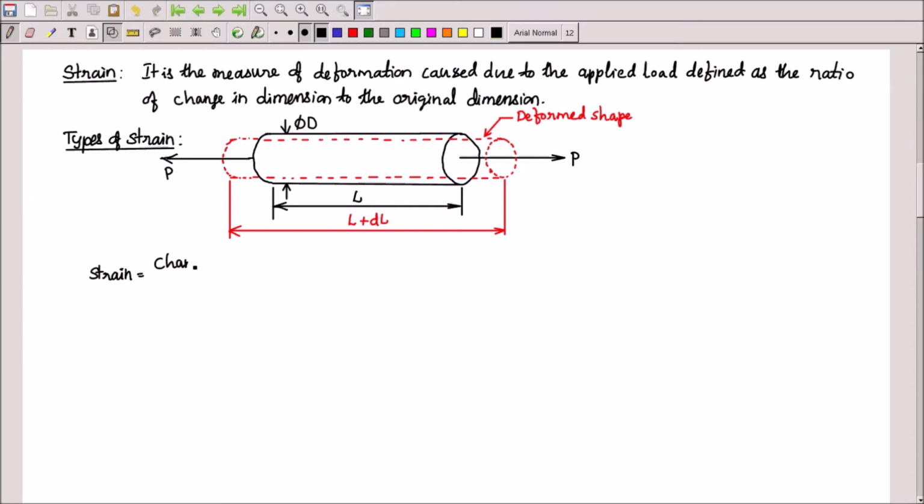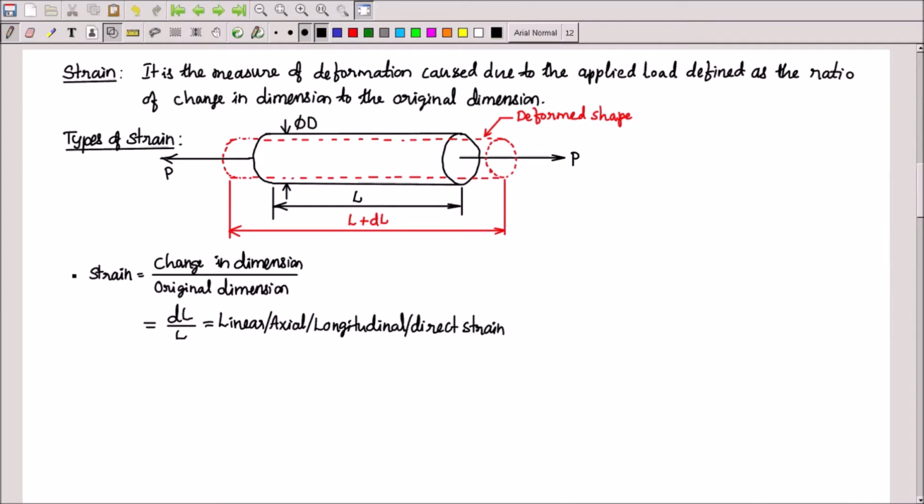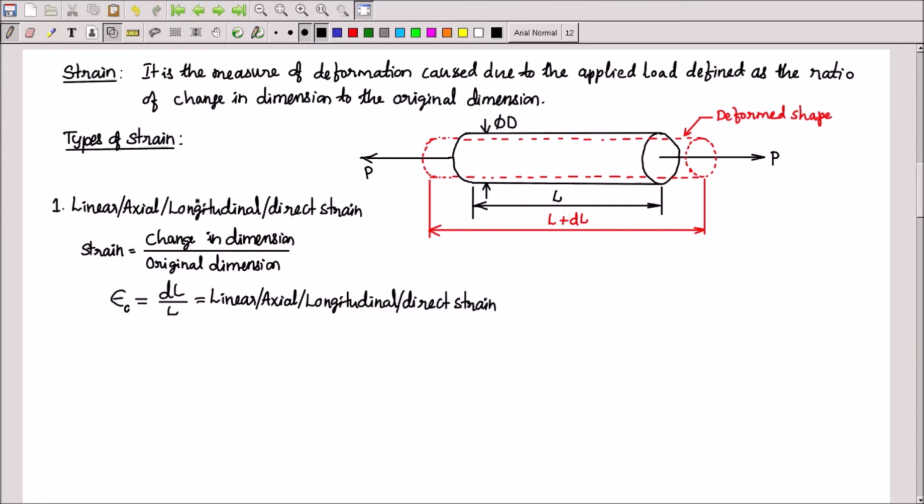Now, we will come back to the definition of strain. Strain is the ratio of change in dimension to original dimension. In this case, the change in dimension is dL, divided by the original length L. So dL by L is the strain, which is called linear strain or axial strain. So the first type of strain is called direct strain, or axial strain, or normal strain, or longitudinal strain. All these terms are the same. So axial strain is dL by L, change in length divided by original length.